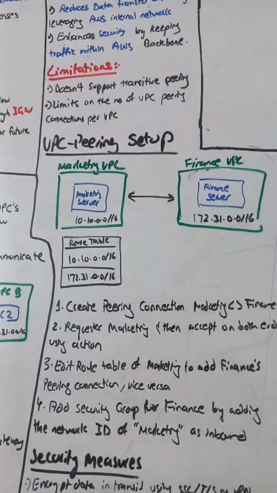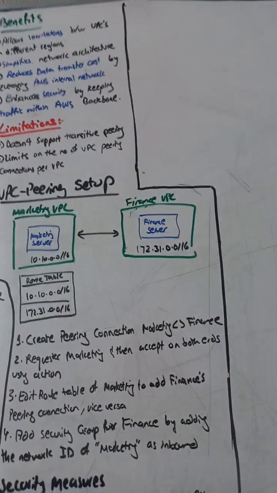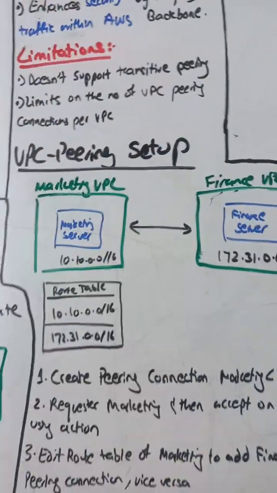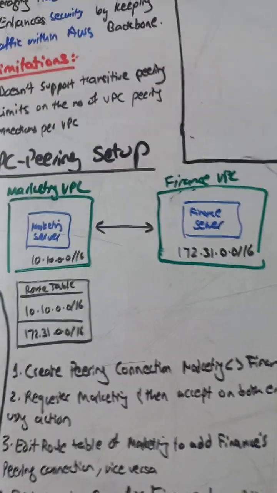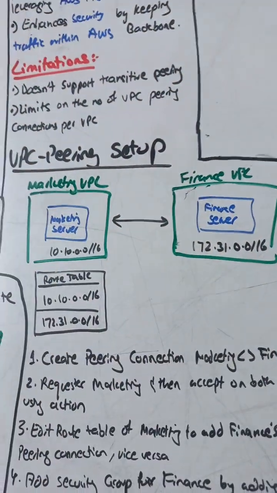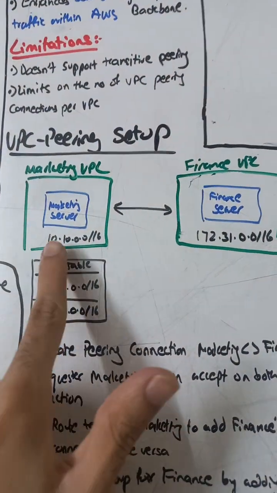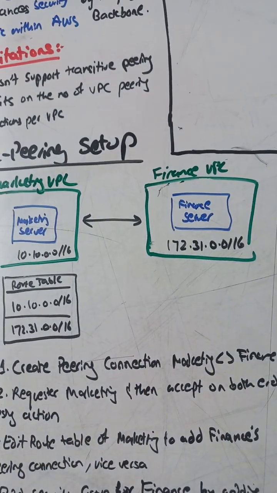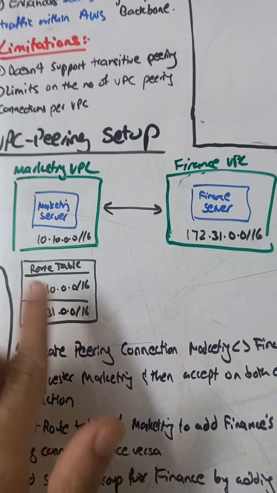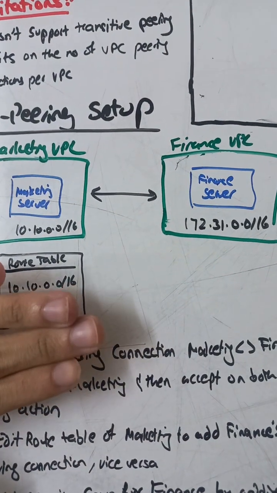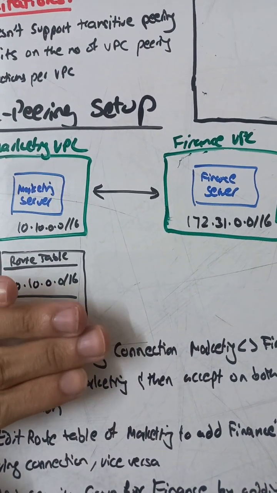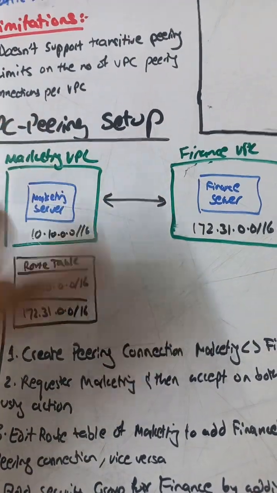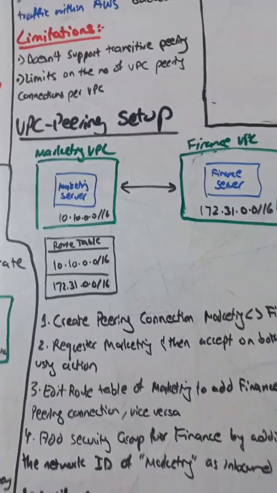Okay, so VPC peering setup. Now I'll be talking about how to set it up if you want to do this. For example, you have a marketing VPC and a finance VPC, and you want to set up a peering connection for this. Let's imagine that this is the 10.10.0.0 network. This is 172.31.0.0/16. The route table initially is just this, which is its default route table, which allows it to communicate with the services or the subnets inside this VPC by default.